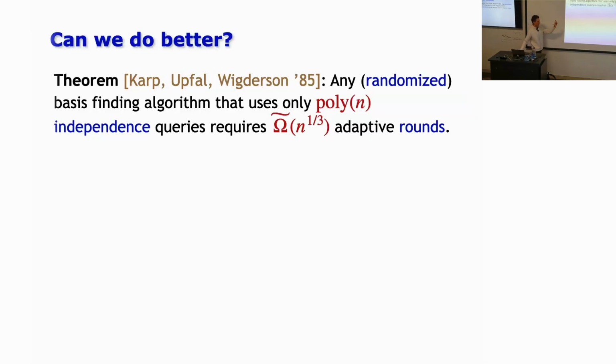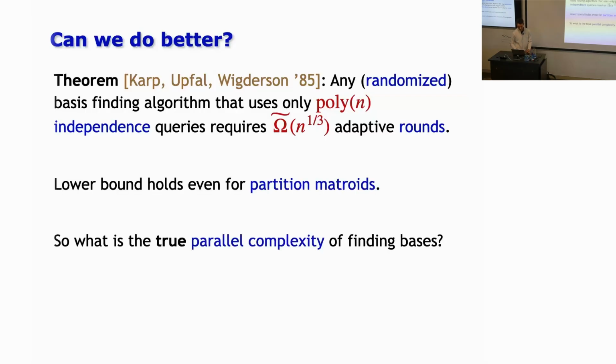Right? And so we have this square root n upper bound. We have this n to the 1/3 lower bound. But the complexity can still be somewhere in between these two endpoints. And one thing I want to mention is that this lower bound of n to the 1/3 rounds actually holds even for a very basic class of matroids, which were these partition matroids that we saw at the very beginning. And so this naturally frames the question, what is the true parallel complexity of finding matroid bases?